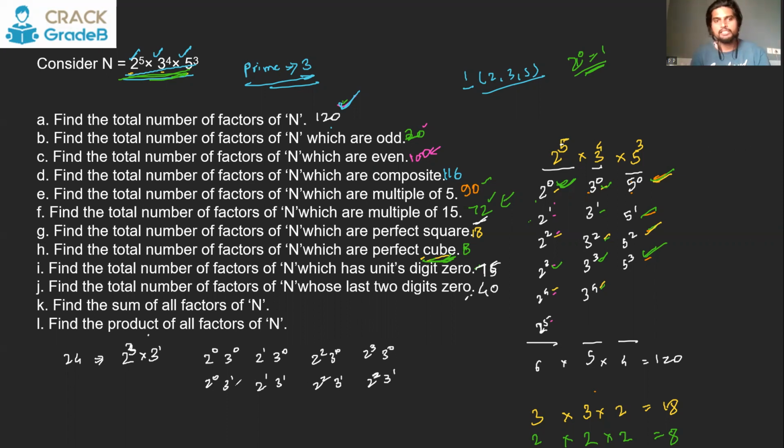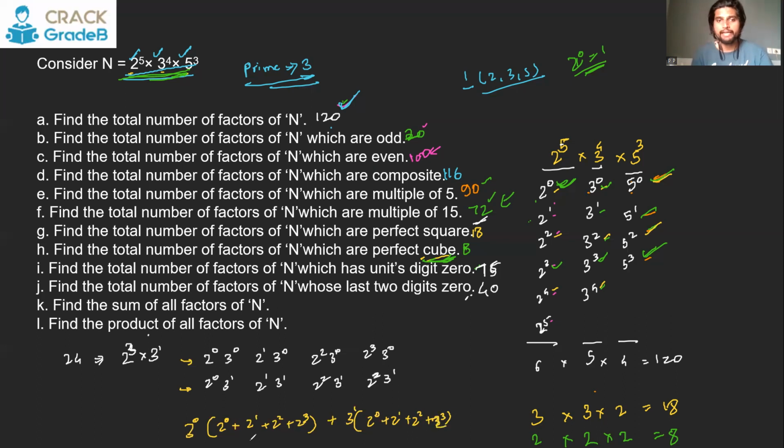If I have to add all these factors, I can add this row and this row. When I add the first row, I can take 3 raised to power 0 common. What remains inside the bracket is 2 raised to power 0 plus 2 raised to power 1 plus 2 raised to power 2 plus 2 raised to power 3. And from the lower row, I can take 3 raised to power 1 as common. What remains is 2 raised to power 0 plus 2 raised to power 1 plus 2 raised to power 2 plus 2 raised to power 3.